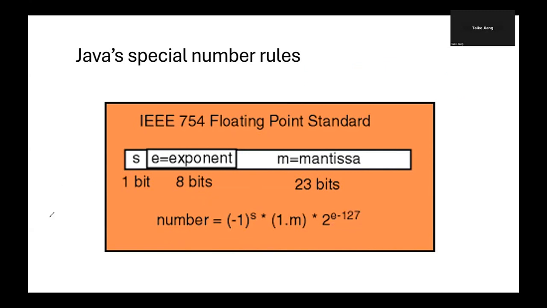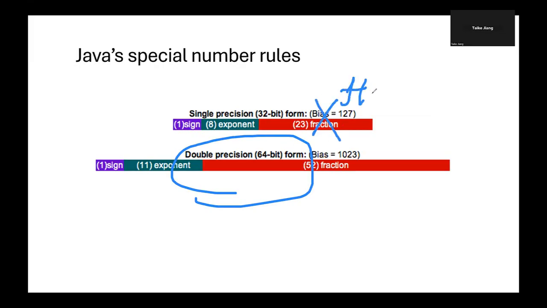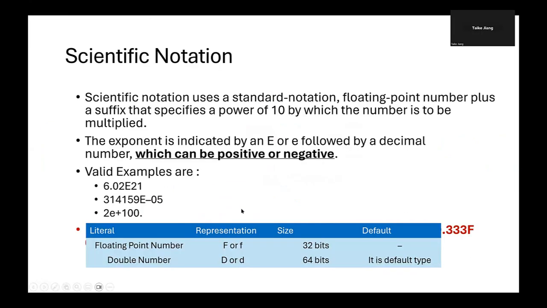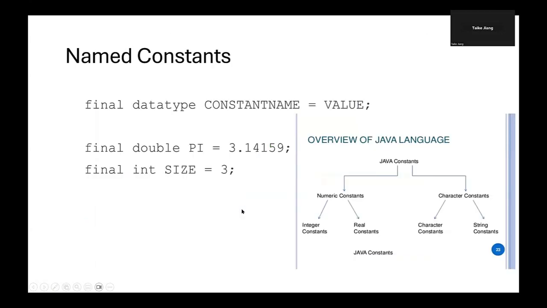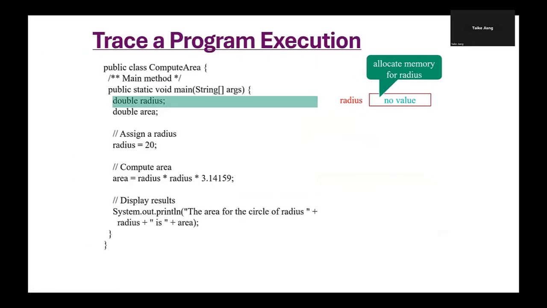Okay, so this is the floating point format. And double just means it's longer. But in the AP exam, we don't test float. We test only double. So every time you have a real number, we store it as the double type. Okay, this part is what we will cover today.